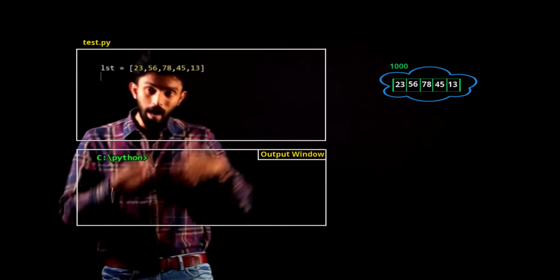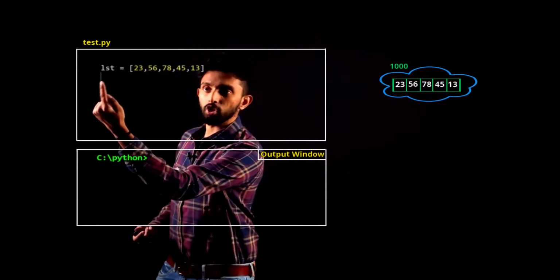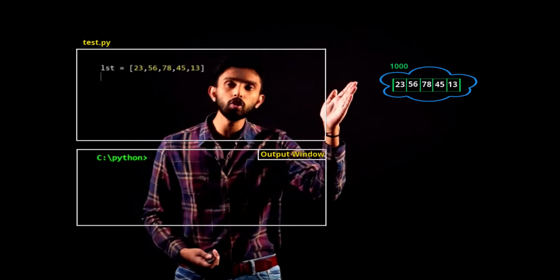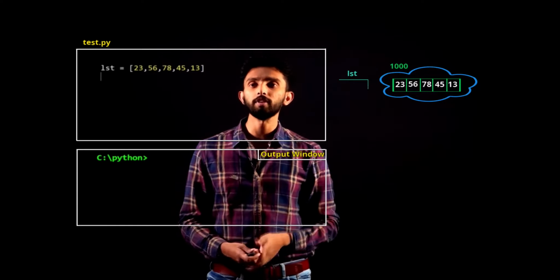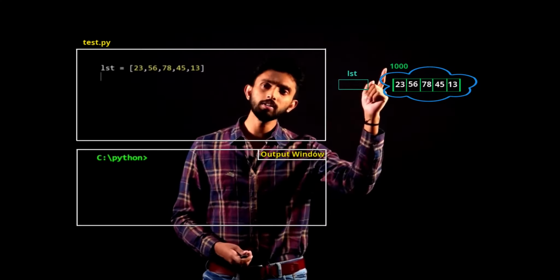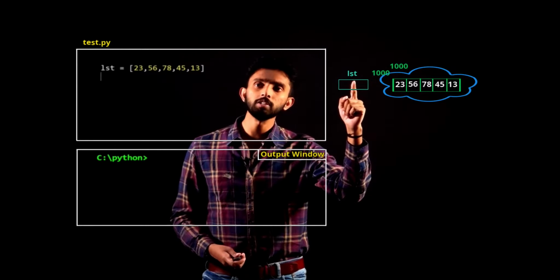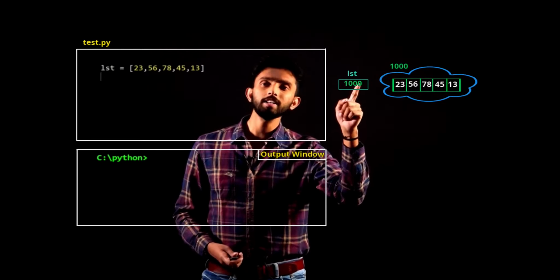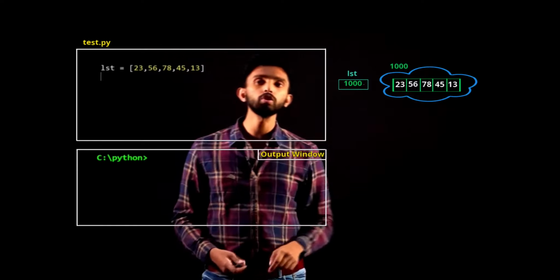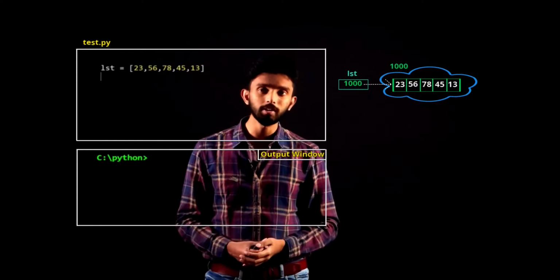Any confusion? And certainly, this LST is also a reference. That reference is also there. What is there inside this reference? This 1000 comes and sits within LST, which means LST is now referring to this object. That is what you must understand.